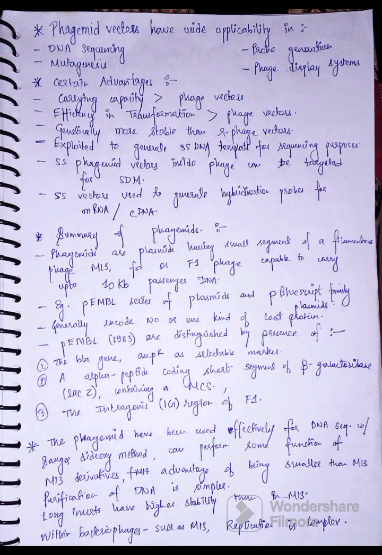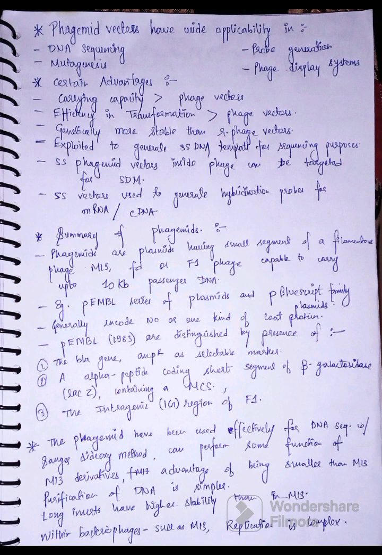I just told you they have wide applicability in RDT. They can generate a single stranded DNA template for sequencing. Now, single stranded phagemid vectors inside the phage can be targeted for site directed mutagenesis. When these phagemid vectors are inside the phage, they target a particular sequence of the DNA and generate the response or the mutation that we desired, or maybe loss of that function or a particular alteration of that function for our use, right? Single stranded vectors can be used to generate hybridization probes for mRNA or complementary DNA, right? Probe generation, we just talked about it.